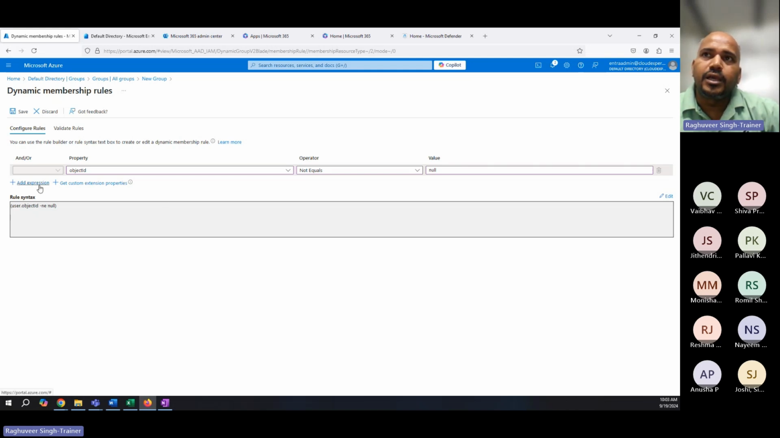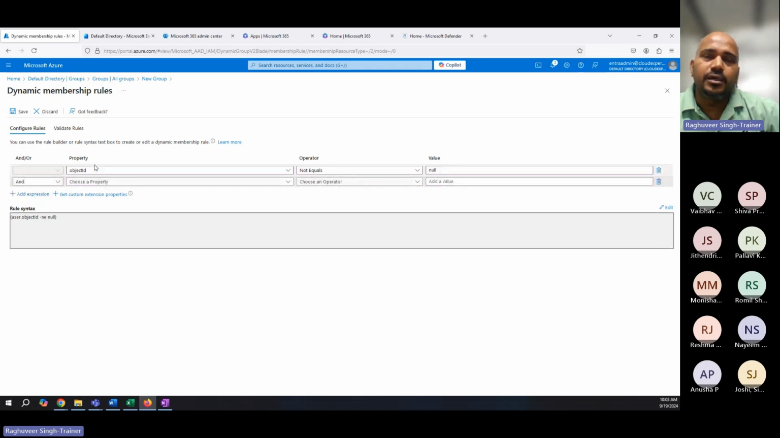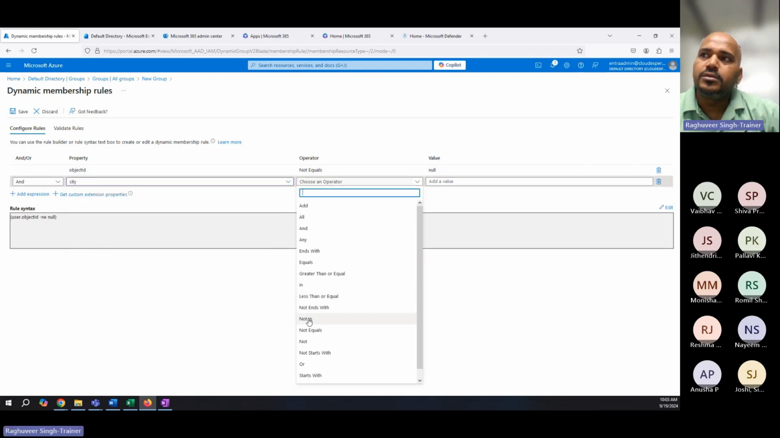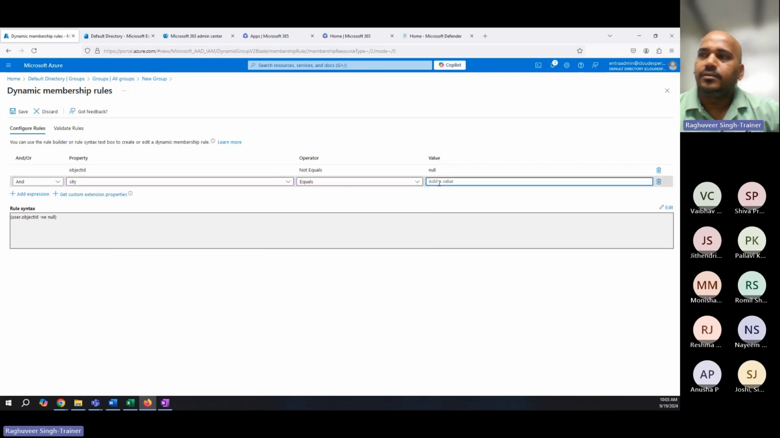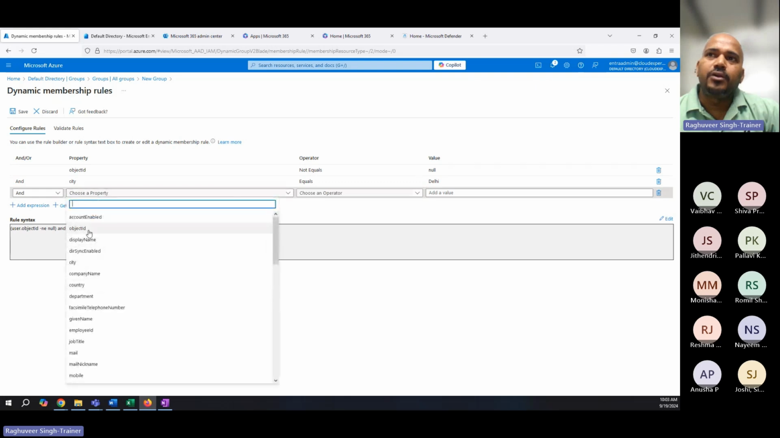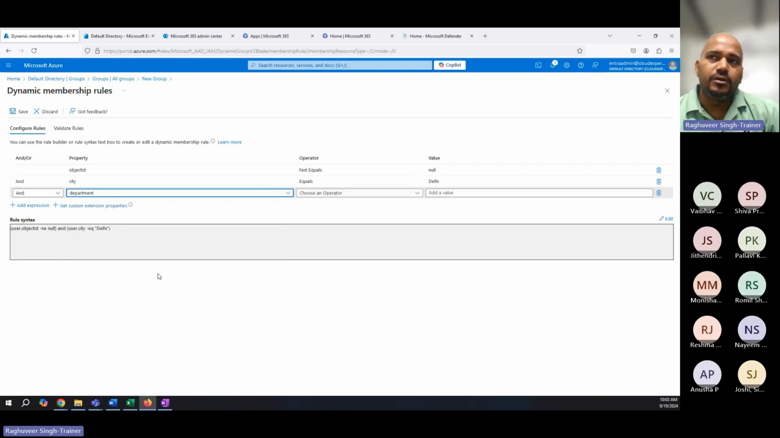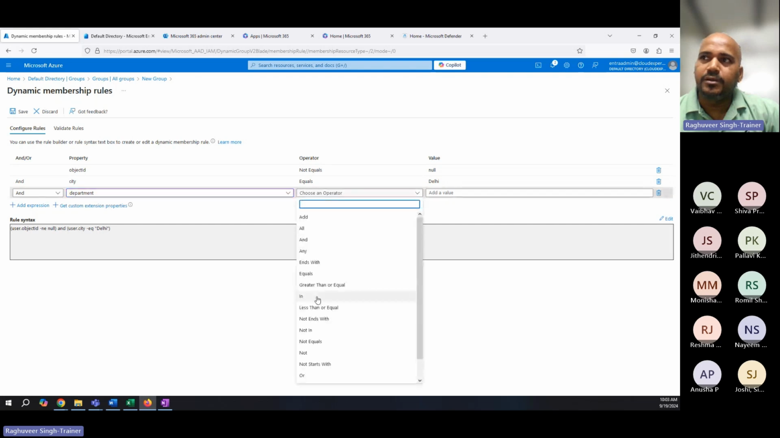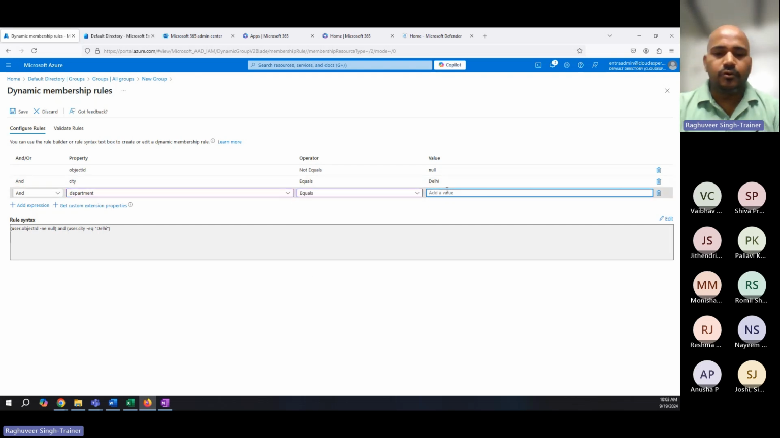And then you can add logic. So I can say if there is a user that is created, invited, or synchronized to Entra, and if that user is from city equals Delhi, so I can put the city. If that user is from the city which equals Delhi, and if that user is part of, here I can select department also, because I have selected the department. So department equals cloud operations.